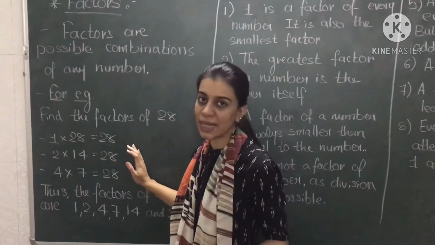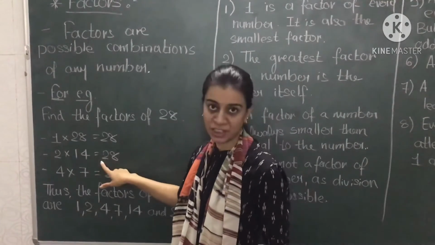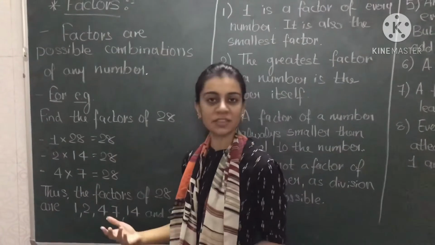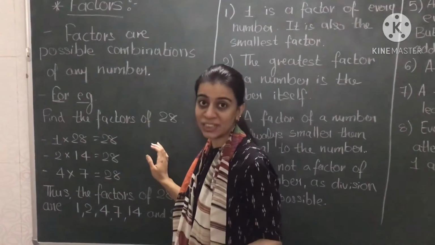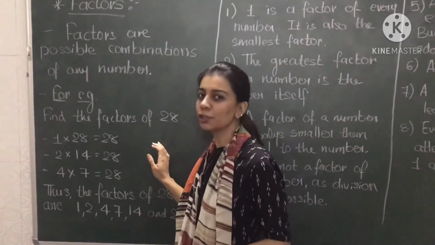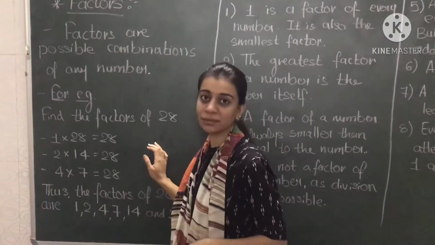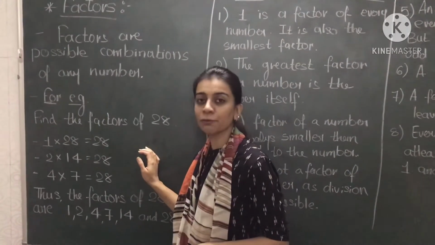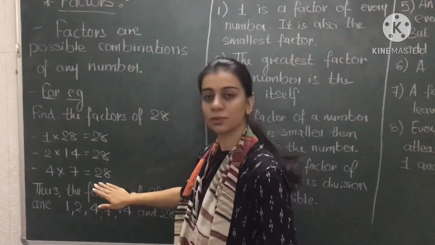Now think about the second. 2. 2 cross 14 equals 28. So write 2 cross 14 equals 28. Next is 3. But did you get 28 in the table of 3? No. So skip that number and move to the next number. Next number is 4. Now, do you get 28 in the table of 4? Yes, 4 cross 7. So write 4 cross 7 equals 28.